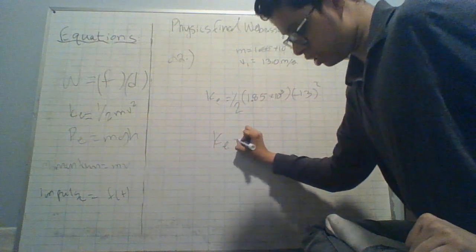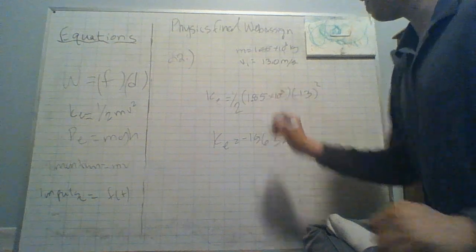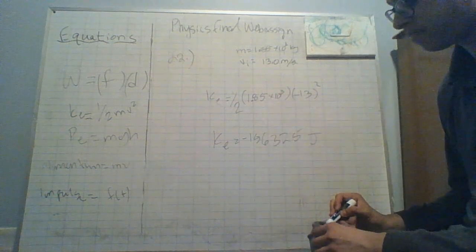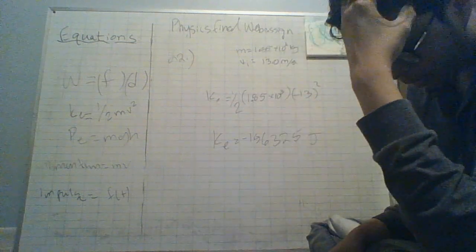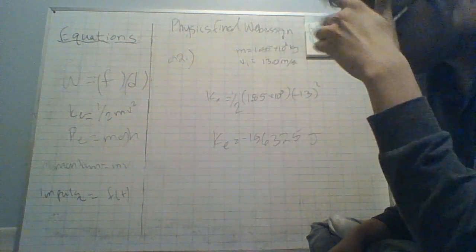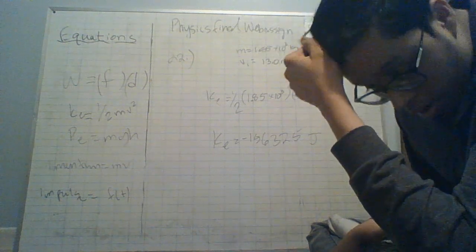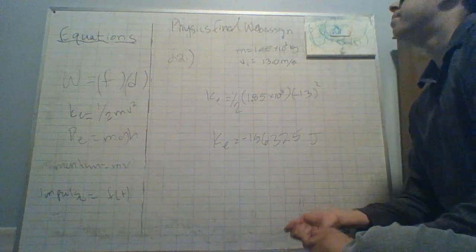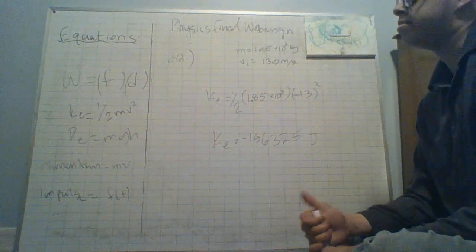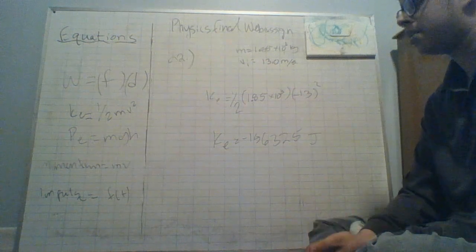So the kinetic energy is negative 156,325 joules. So that's the answer for part A, which was find the kinetic energy of the car. Part B is find the amount of work done as the front of the car crashes into the tree. Now this is more a reasoning type question. It doesn't involve a lot of math, this is more reasoning.